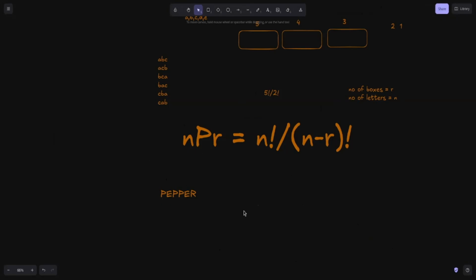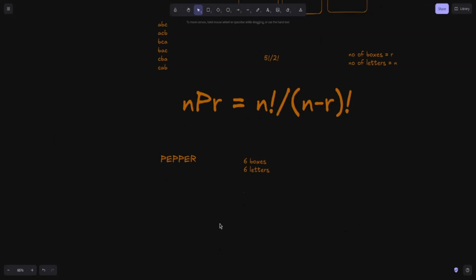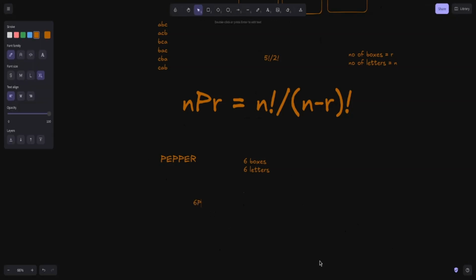Basically, we have 6 boxes, 6 letters. So what will be nPr in this case? It will be nothing but 6P6. What is that equal to? 6 factorial by (6 minus 6) factorial. So (6 minus 6) factorial is 0 factorial, and the value of 0 factorial is 1. So it will just be 6 factorial.